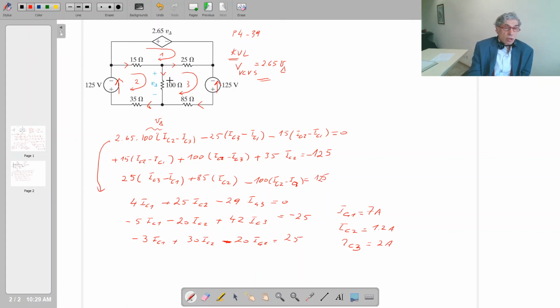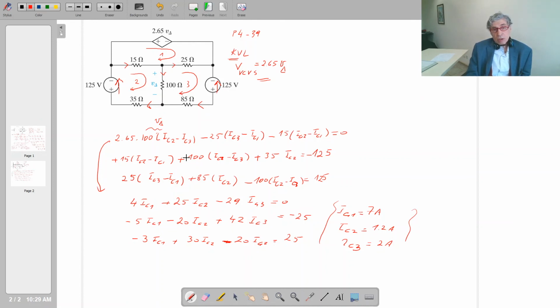Once you find all the currents, you can find all the voltages. These voltages are known. So what about this voltage? You know this resistance current is IC2 minus IC3, since these are known. So this element current is known. Multiplied by 100, you get the voltage. If you multiply this current with 2.65, you get the voltage of each element. So once you have these three currents, you can find all the element currents and voltages.